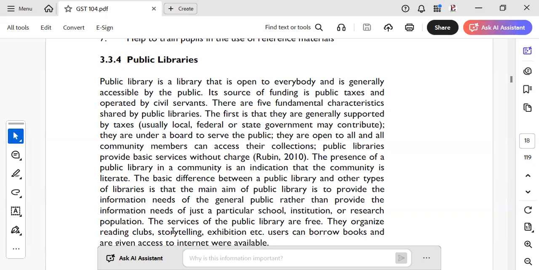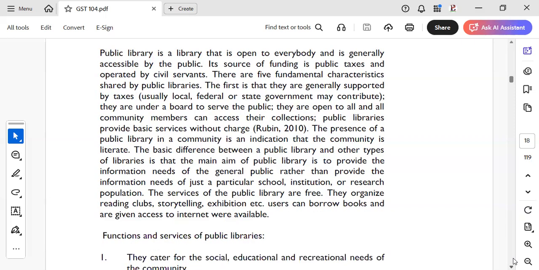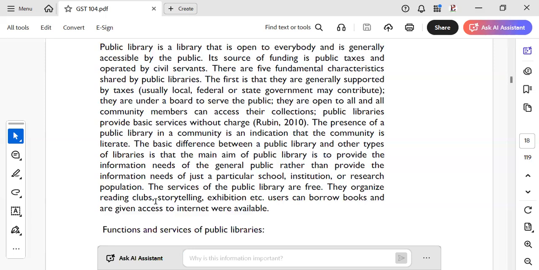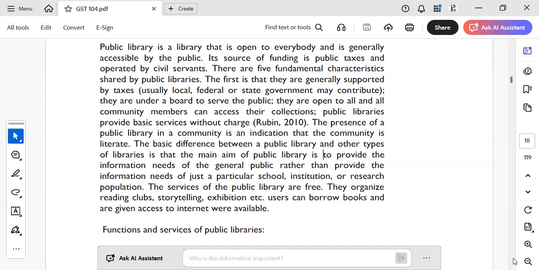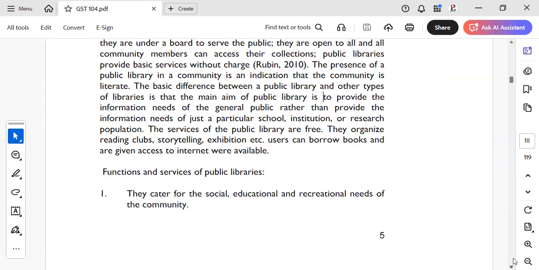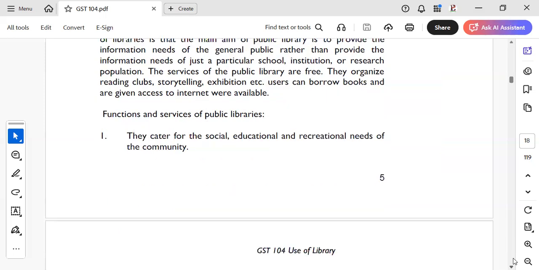Here, anybody is free to enter, as long as you are a member of the community. So it's an open one, and free access is there for every member of the community. There are organized reading clubs, storytelling, exhibitions, etc. Users can borrow books and are given access to the internet where available. So that is about public libraries. But that is just some notes about it.